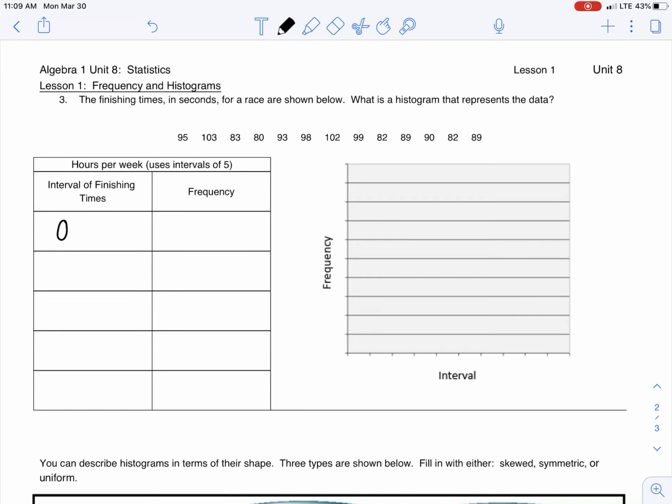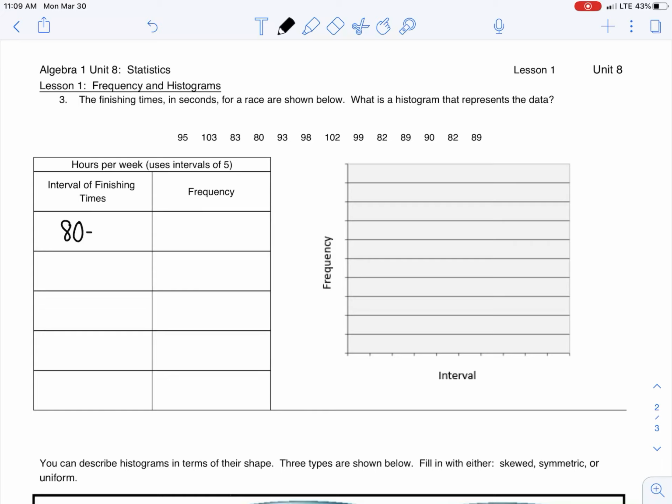Actually, should I start at 0? I don't think so. I wouldn't want to start at 0 because if I start at 0, I'm never going to get to the smallest number we have. And the smallest number we have in our data is actually 80. So I can go ahead and start at 80 and go by intervals of 5.